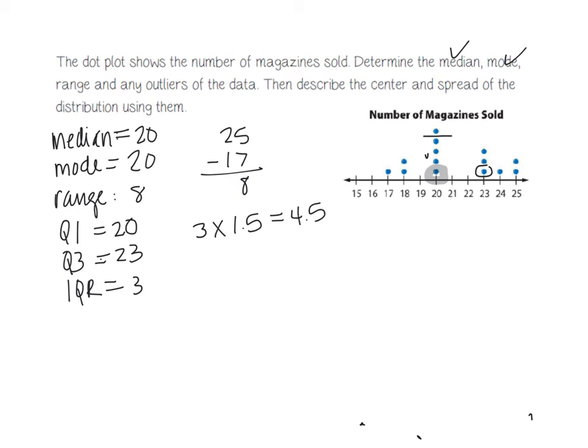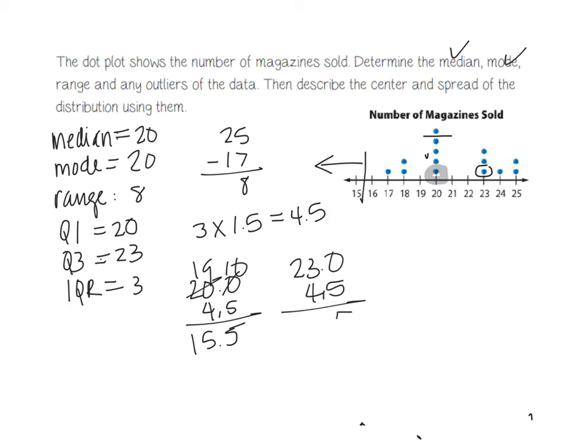Okay, so now I subtract 4.5 from 20. Please remember, when you do that, you have to align decimals. And when I do that, I have 15.5. So anything below that would be an outlier. Then I take 23 and add 4.5 to it. Again, align your decimals. Anything above that would be an outlier. And so the outliers on this one are none.